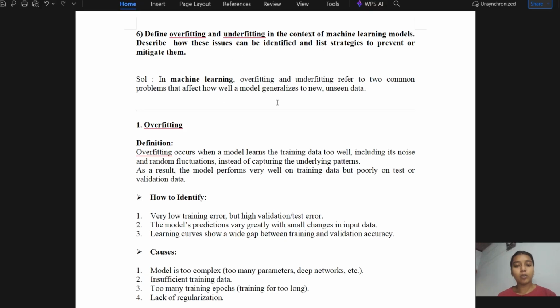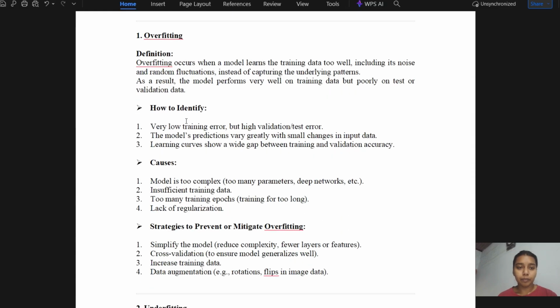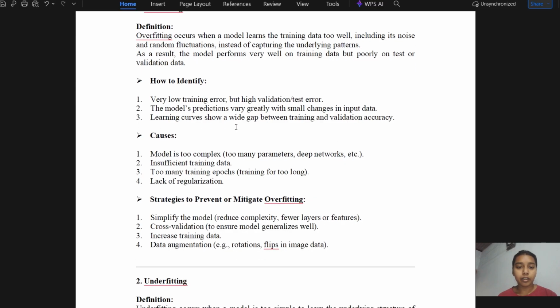In machine learning, overfitting and underfitting refer to two common problems that affect how well a model generalizes to new, unseen data. Overfitting. Overfitting occurs when the model learns the training data too well, including its noise and random fluctuations, instead of capturing the underlying patterns. As a result, the model performs very well on the training data but poorly on test or validation data. How to identify?